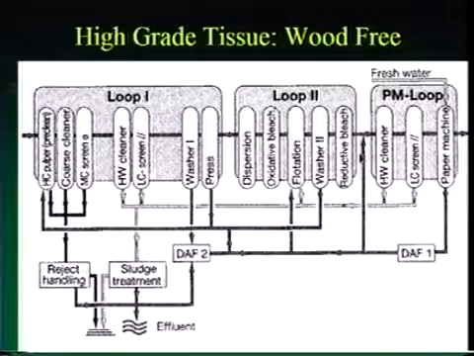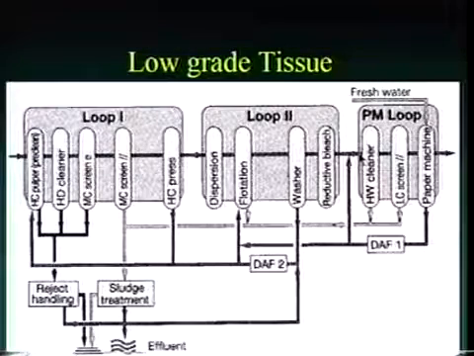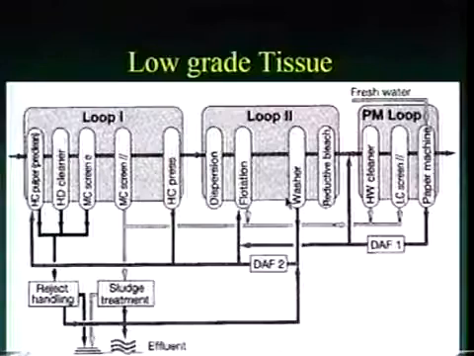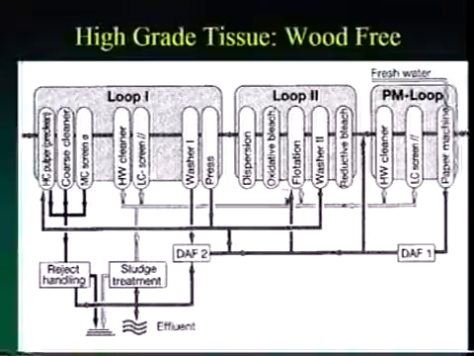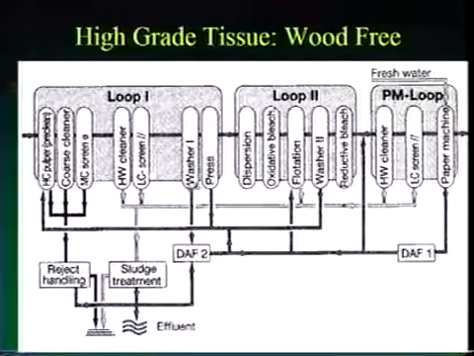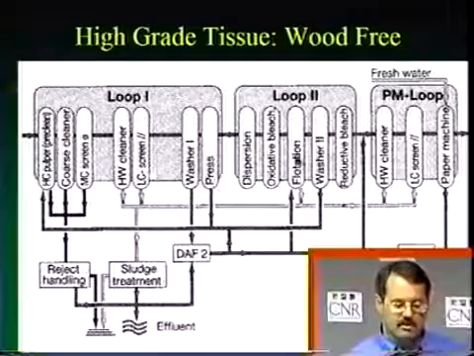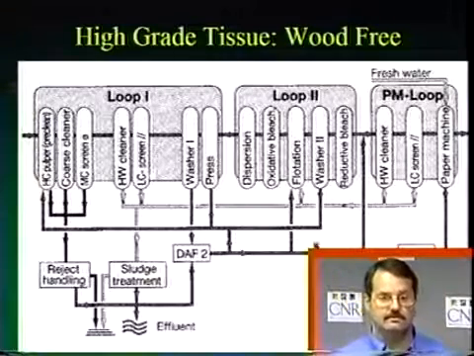And if we go back and notice, in this case we have no flotation and one washing step. For higher grade, we're going to have 2 washing steps. We're going to have one washing step in loop 1, another washing step in loop 2. And then we also have added flotation to remove inks. So that's the adjustment that we have to make for higher grade tissue.